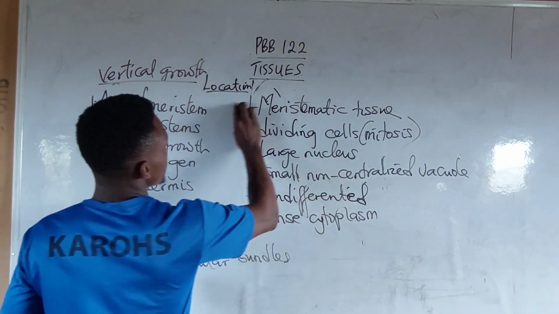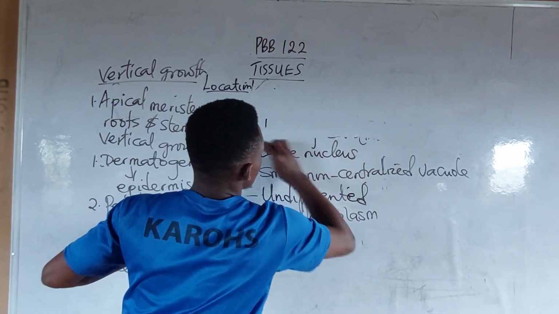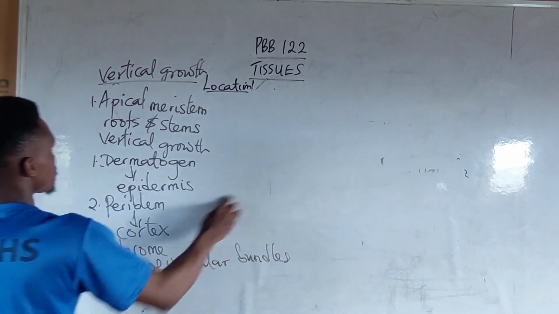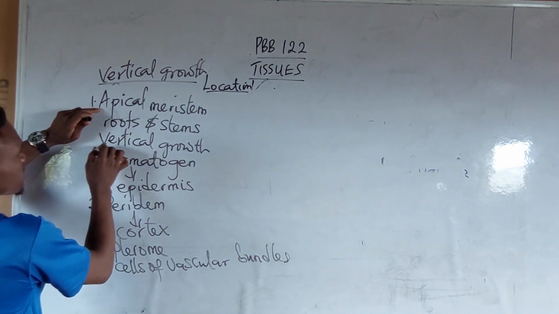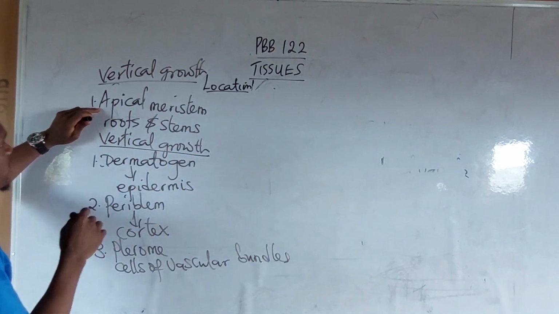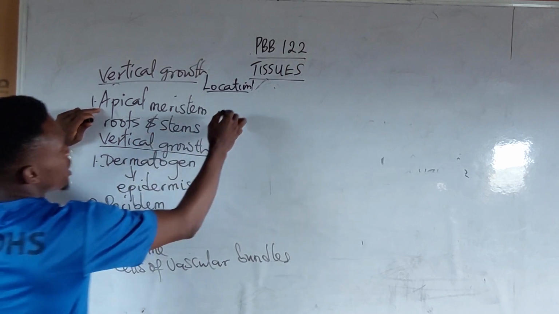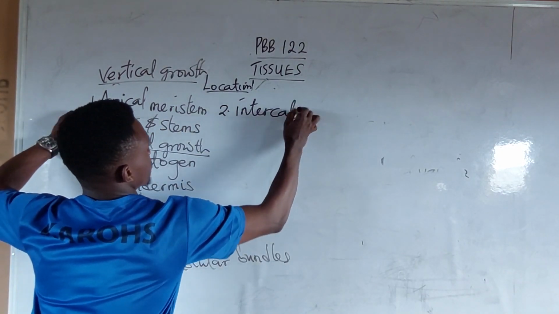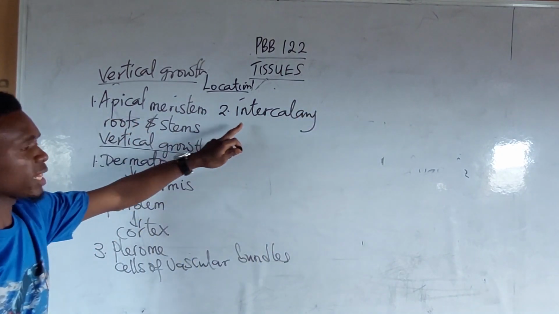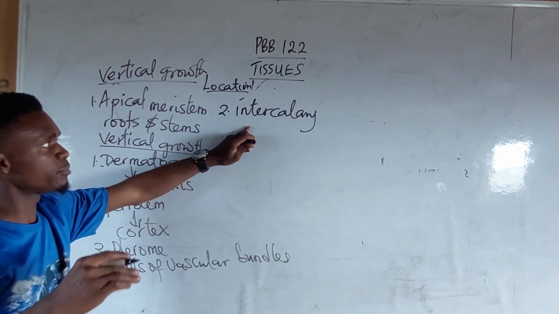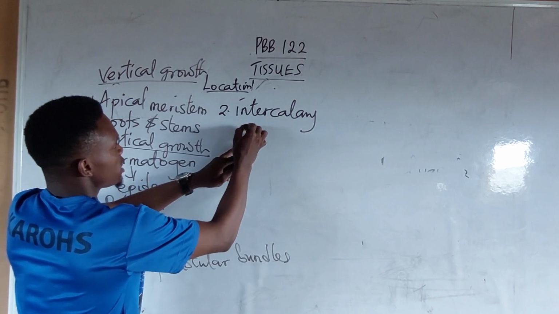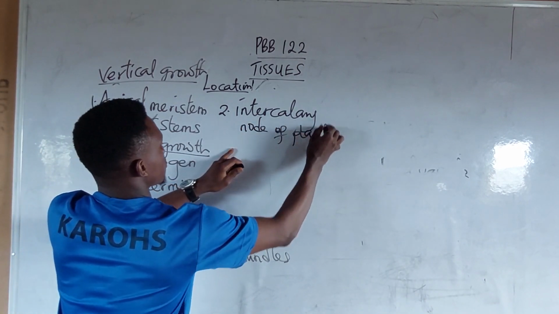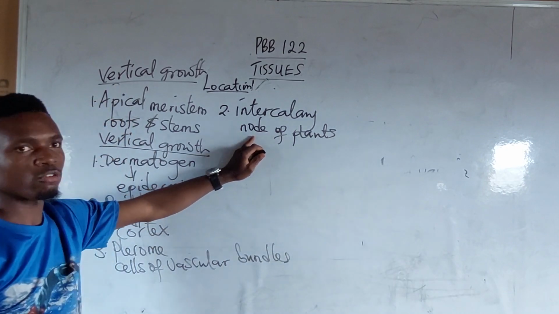Then the second type of meristem based on location is the intercalary meristem. Don't forget, the apical meristem enhances vertical growth of the roots and stems. We now have number two, intercalary meristem. Now, this intercalary meristem, as it implies, between meristem, is found in the node of plants.